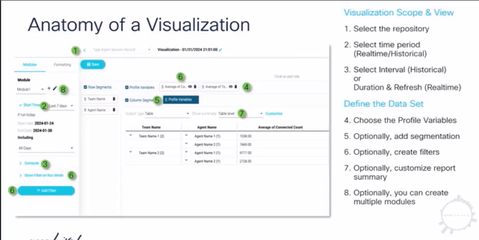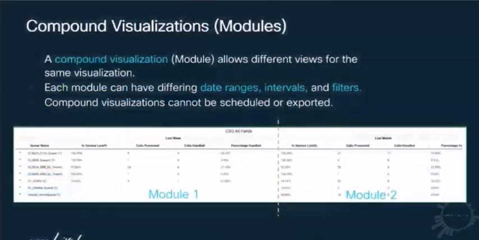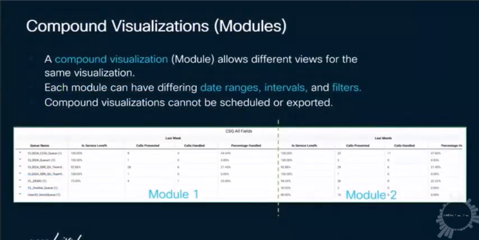Another optional step, and this is again one of my favorites, is the ability to create modules. You'll see them referenced as compound visualizations, but it's a way for us to lay data out side by side and segment or filter it differently, right? So if we want to see how many total calls have come in, we see here the CSQ all fields report, but I've segmented it based on last week and last month, so I can have that data side by side.